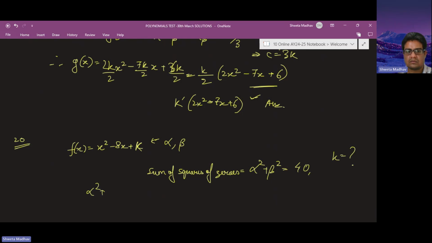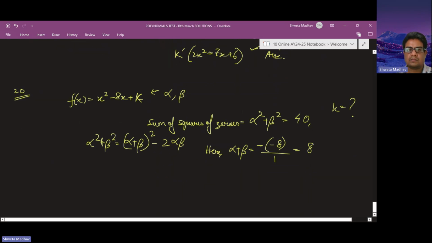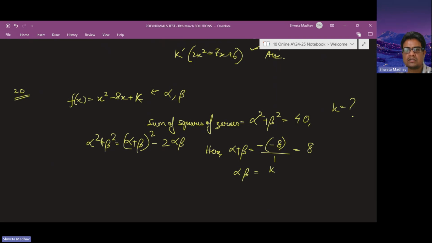So as we know, alpha square plus beta square we can write as alpha plus beta whole square minus 2 alpha beta. Here the sum of the zeros, alpha plus beta, will be minus b by a, which is minus of minus 8 by 1, and that is 8. And the product of the zeros, alpha beta, is c by a, which is k by 1, which is equal to k.